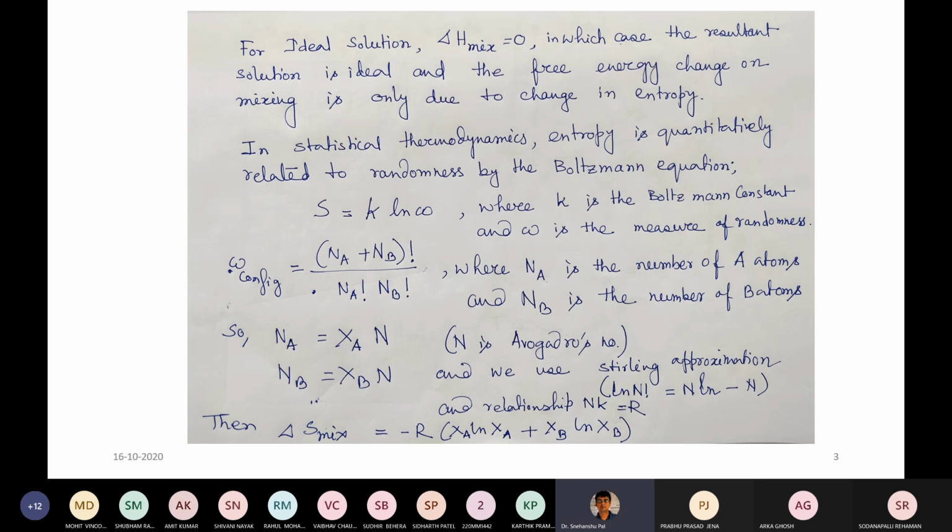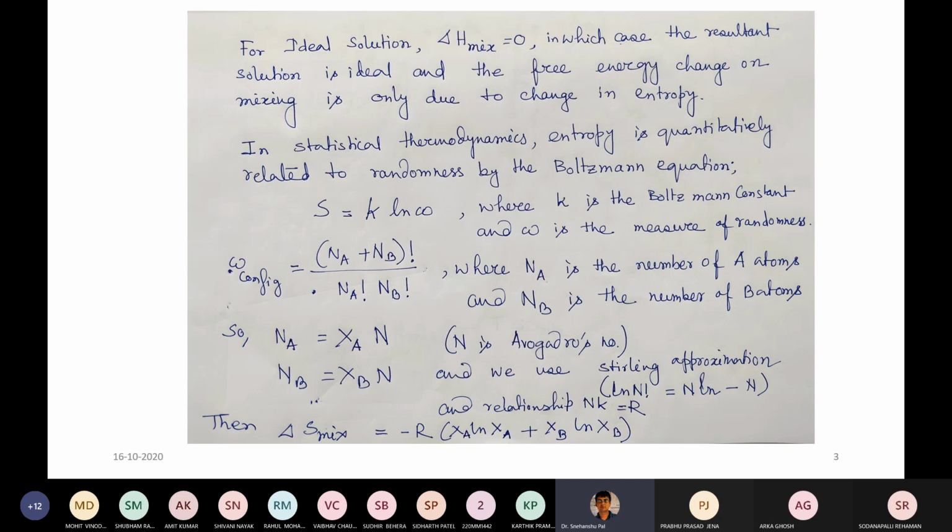Now, I already told you that here we are dealing with 1 mole of solution, that is N atoms, the Avogadro number of atoms. So the total number of atoms will be the Avogadro number, N. Now what will be Na and Nb? The mole fraction multiplied by the Avogadro number: Na equals Xa into N, and Nb equals Xb into N.